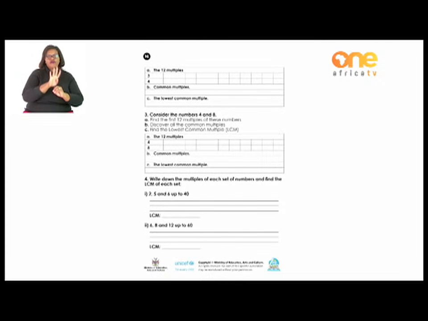Here we have to write down the multiples of each set of numbers and find the LCM of each set. The first set, we have 2, 5, and 6 up to 40. So we have to find the multiples of 2 up to 40, 5 up to 40, and the multiples of 6 up to 40. And number 2, we have to find the multiples of 6, the multiples of 8, and the multiples of 12 up to 60. And then you have to write down the LCM.